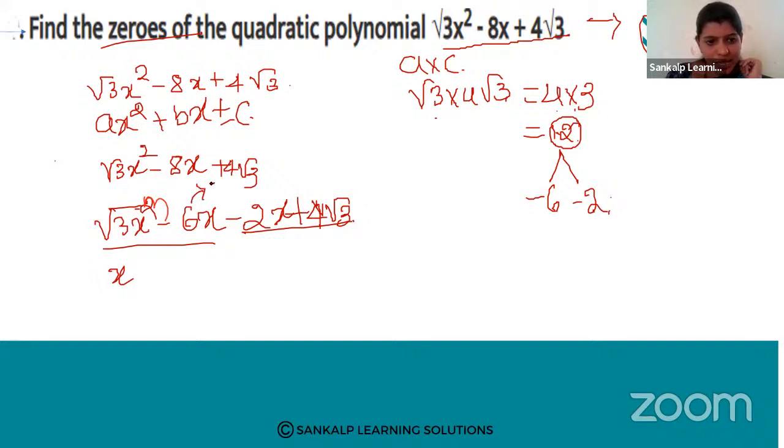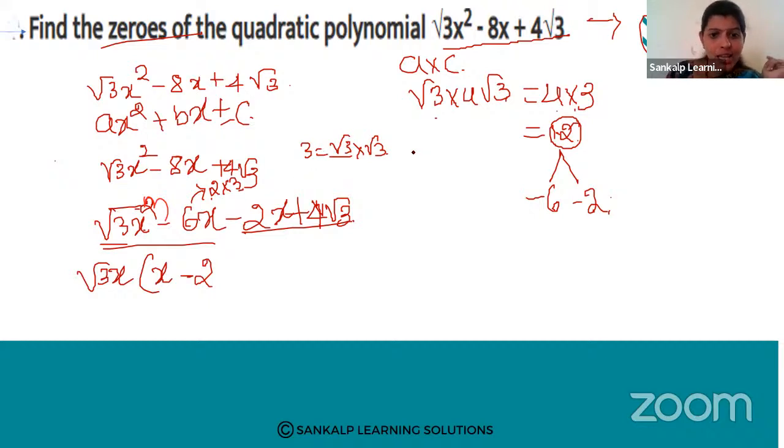See, 6 can be written as 2 into 3, and 3 can be written as root 3 into root 3. Right? So here also root 3 is there, here also root 3 is there. So I can take root 3 common. Next, here x square is there. Already I have taken x common. Then what remains in the bracket? Only x. Right? Next, here 2 into 1 root 3 common, you take. Only 1 root 3 is there. So 2 root 3.